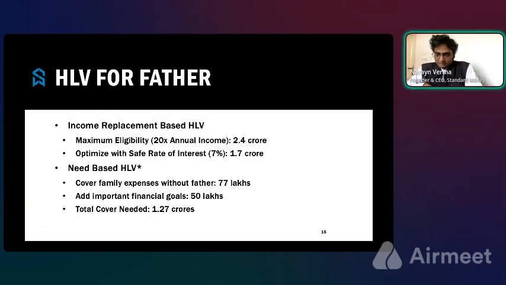So this amount will be sufficient to take care of family expenses and take care of the future goals if anything happens to the father tomorrow. So you can go with either 1.7 crores or 1.27 crores. 1.27 crores is more optimized on cost. It does not make you spend too much on premium, but it provides adequate coverage to the family. If anything happens to you, your family is safe. If nothing happens to you, you don't end up spending too much money on insurance cover.